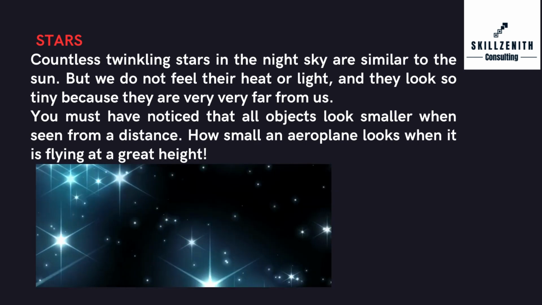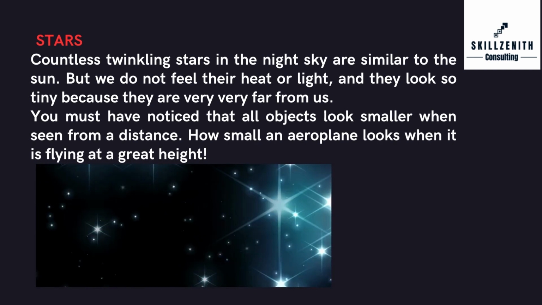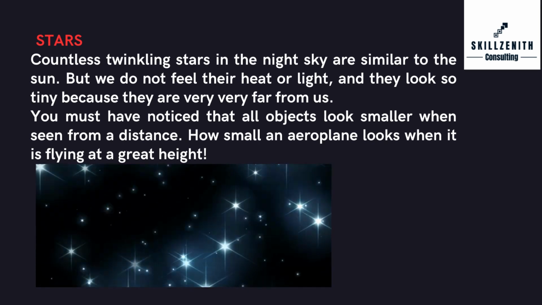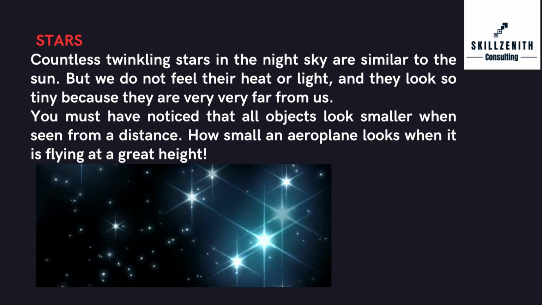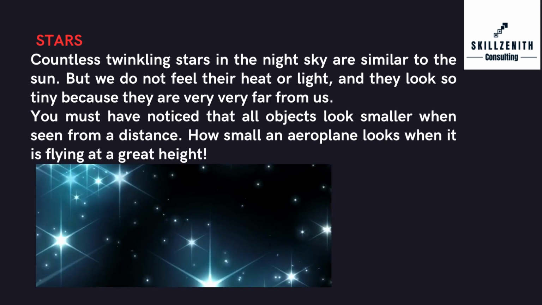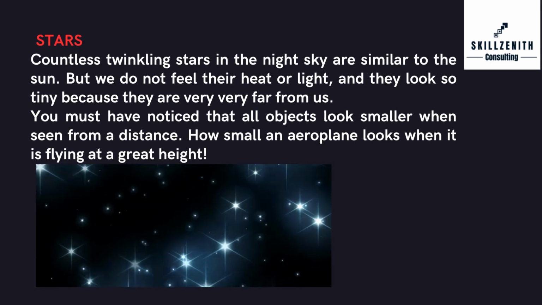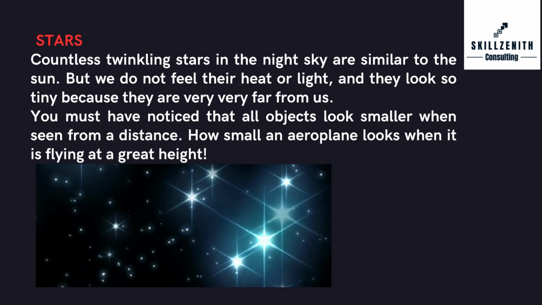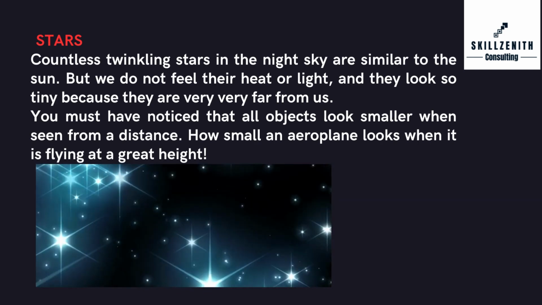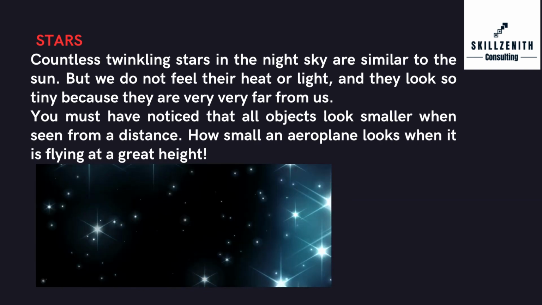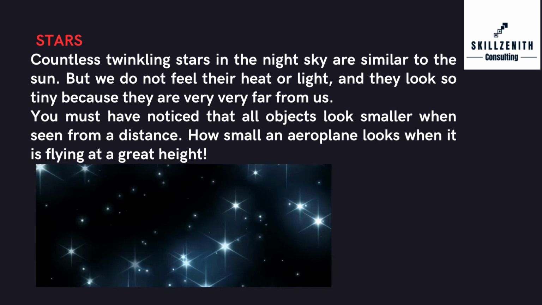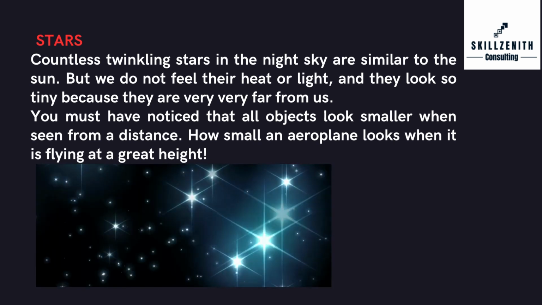So you must have noticed that all objects look smaller when seen from a distance, right? So that's why all the other stars look smaller and the sun looks really big. For example, how small an aeroplane looks when it is flying at a great height, right? So if you see, it can seat hundreds of passengers, 300, 400 passengers, but when you see it in the sky, when it is very far away from you, it's very, very small.